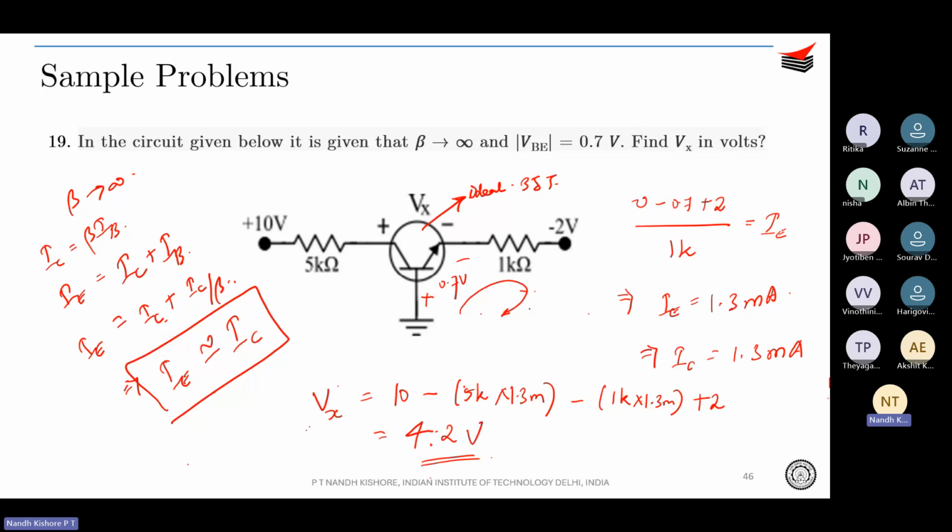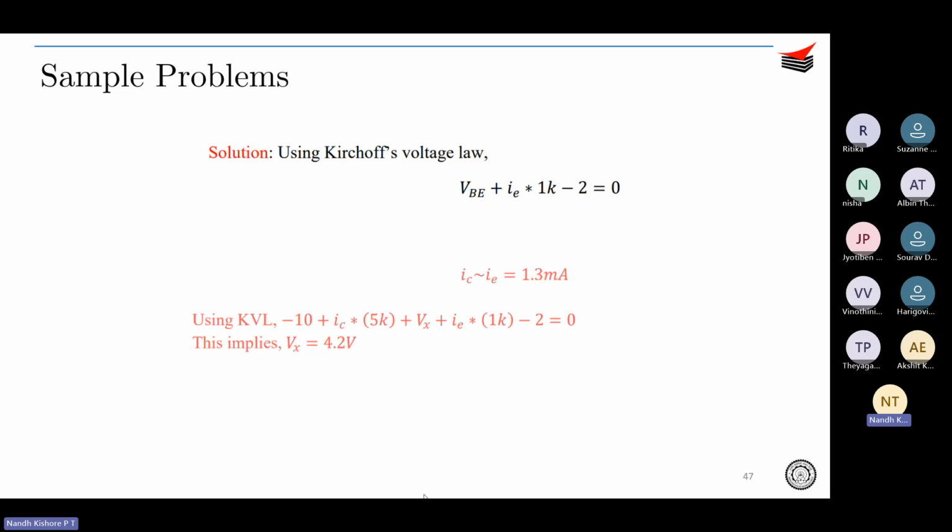Okay, just KVL over here, and since beta is infinity, it means that the BJT doesn't require any base current to get biased. An infinitesimally small IB is enough to actually turn on your BJT. That's the meaning of beta tends to infinity. Your IB is actually zero. Yeah, so as we calculated, Vx is 4.2 volts.